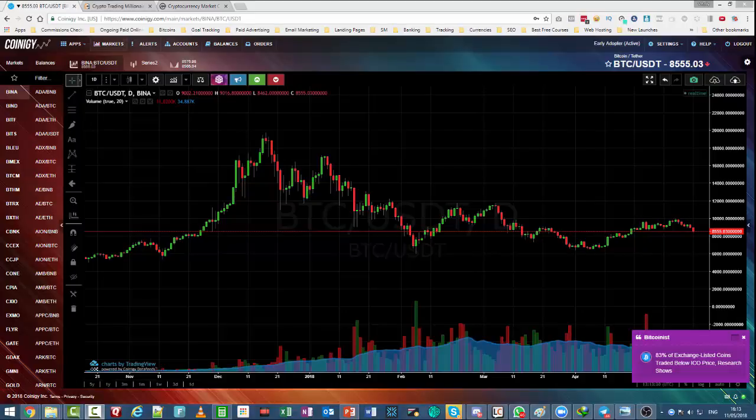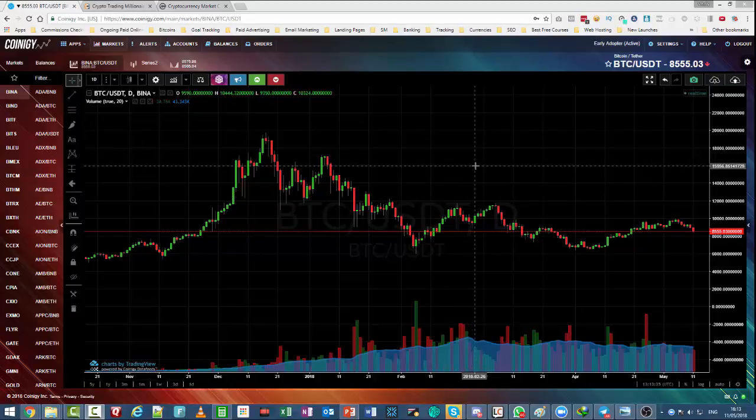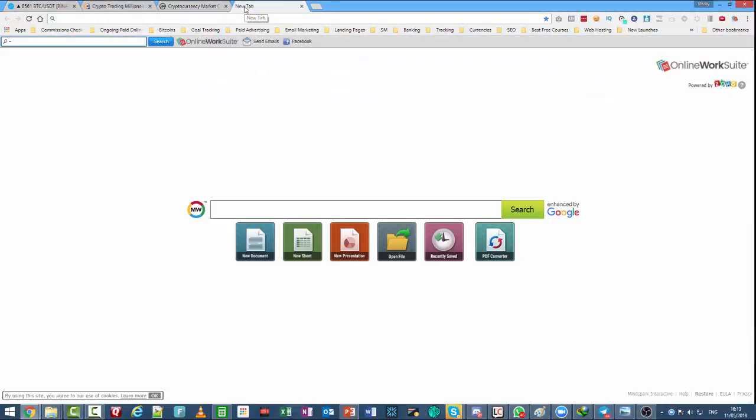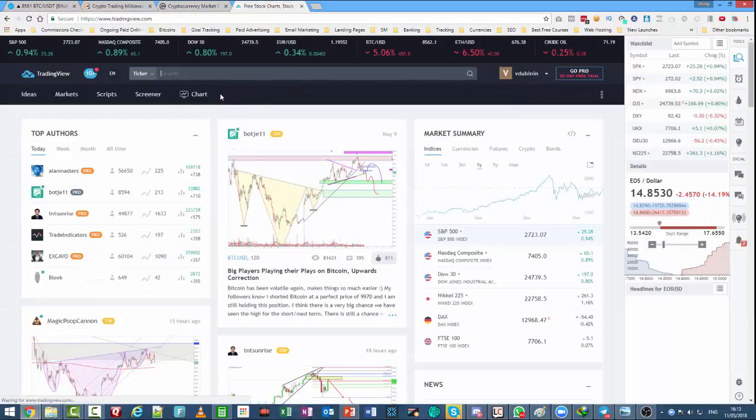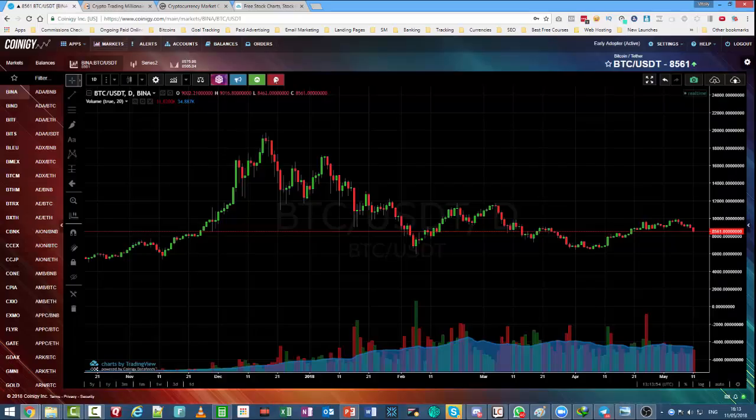So right now what you're seeing is Coinigy, which is a cool little tool that you can use to check out what is going on with cryptocurrencies and use the indicators. You can use either Coinigy or tradingview.com. The difference is that TradingView includes not only cryptocurrencies but all sorts of other asset classes, and Coinigy only focuses on cryptocurrency trading. So I'll use that for demonstration purposes.